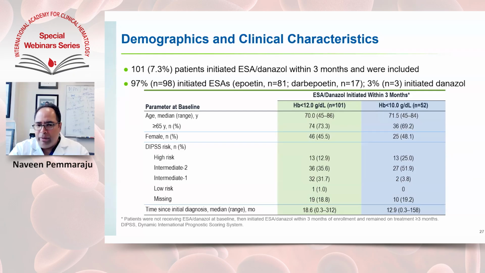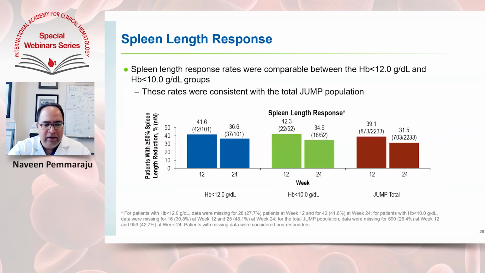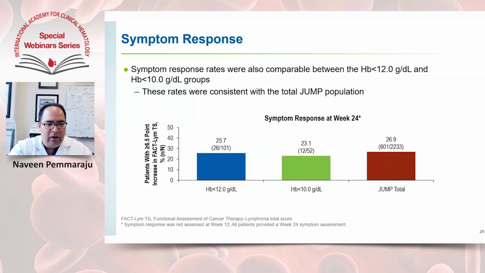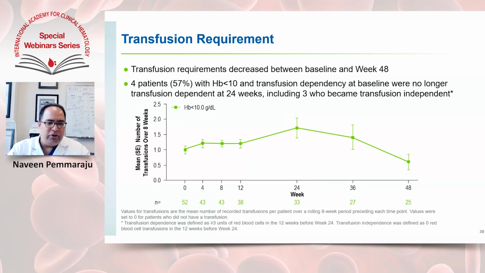Median age is an older population, so 70 plus up to 86, again, representing a real-world clinical population. What did they see? They saw that spleen length responses were comparable between the two groups, so hemoglobin less than 12, and then the anemic group less than 10. They also found that symptom responses were comparable between the higher hemoglobin and lower hemoglobin group. And finally, they found that transfusion requirements decreased, as you might expect, with the addition of the second agents.